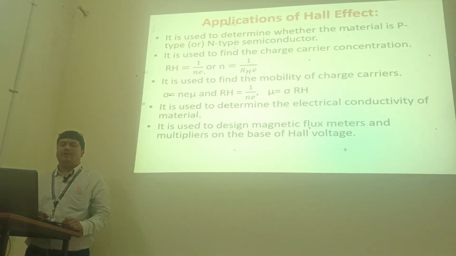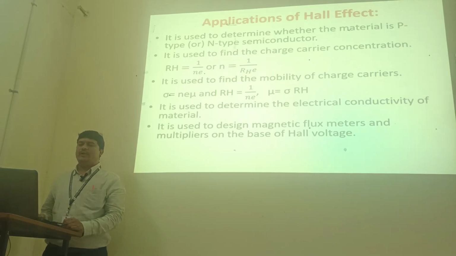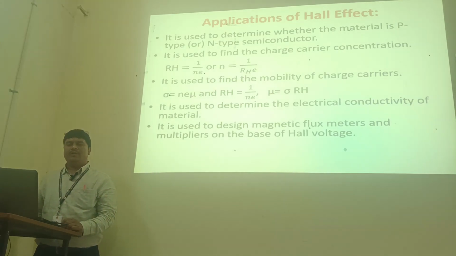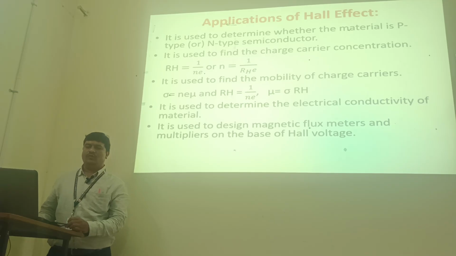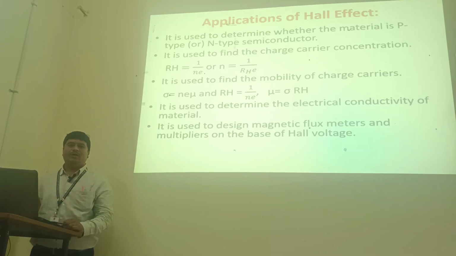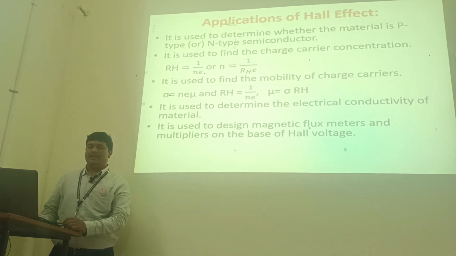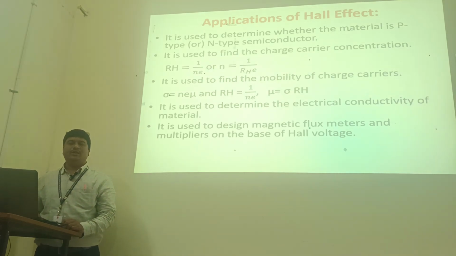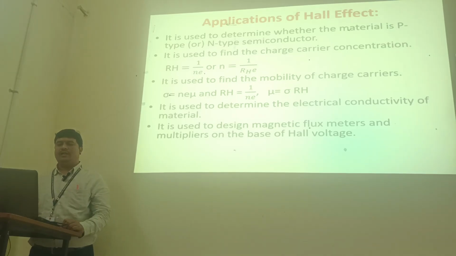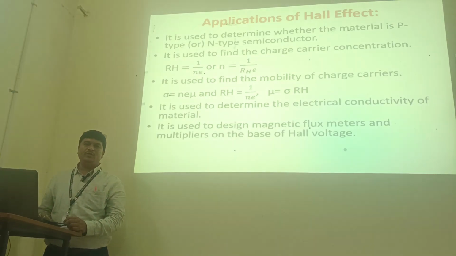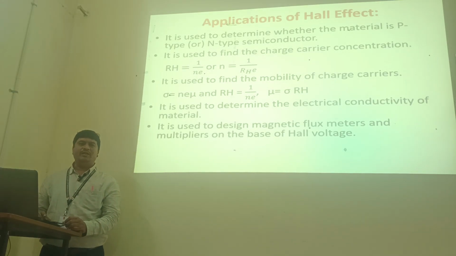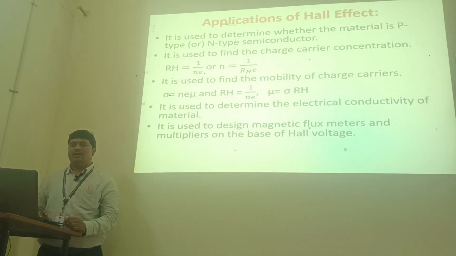Applications of the Hall effect: it is used to determine whether the material is a P-type or N-type semiconductor. It is used to find the charge carrier concentration, that is, RH equals 1 by ne, or n equals 1 by RH e. It is used to find the mobility of charge carriers, that is, mu equals sigma RH. It is used to determine the electrical conductivity of materials. It is used to design magnetic flux meters and multipliers on the basis of Hall voltage.